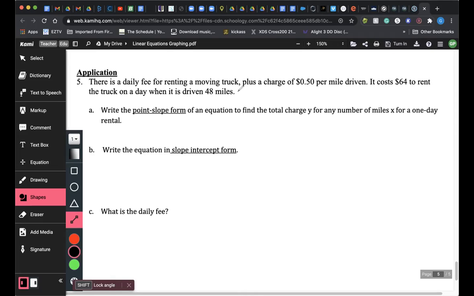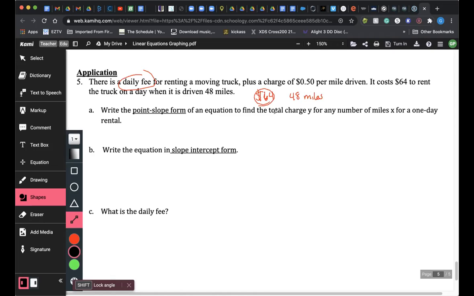Okay, so what we have here, what we're finding out is that it costs us $64, right? Was the charge that we got after we drove it 48 miles, right? And that's going to include the charge for renting it for 1 day, right? There's a daily fee. We only rented it for 1 day, but in total for 1 day after driving it 48 miles, we got charged $64, right?